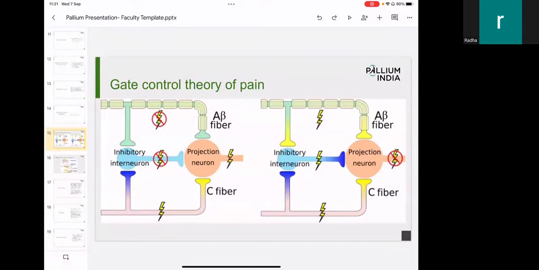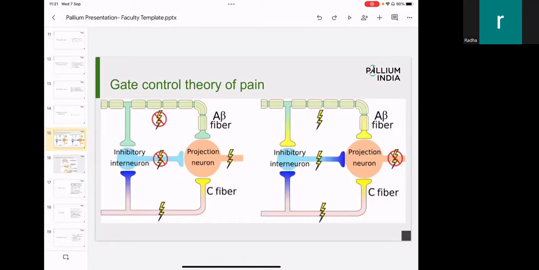This is what I was trying to say, the gate control theory of pain. If you see the picture on the left side, you will see the A beta fiber on top and the C fiber below, and you have the inhibitory neuron. In the first picture, only the C fiber is triggered, and you see the other two as blocked. In the first one, there is no touch, so when there is no touch, only the pain is transmitted.